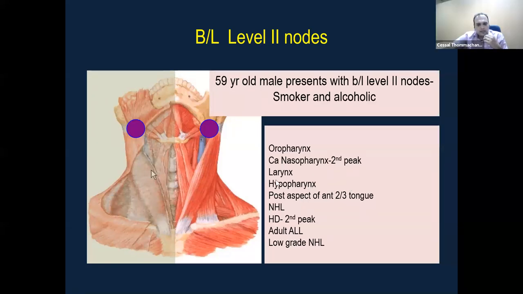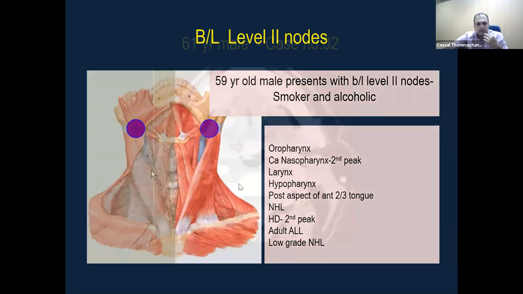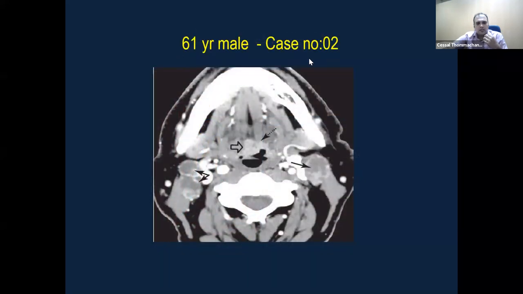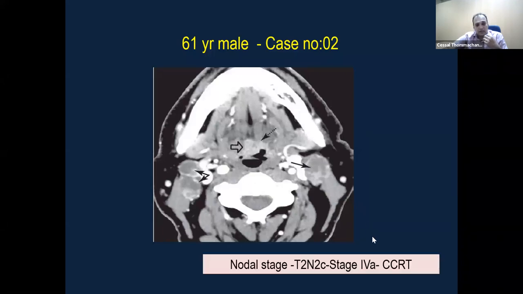The other areas, that is level two region, then the sites we have discussed already. Another case, a 61-year-old gentleman presents, again a smoker and alcoholic. Here, I told you that the posterior one-third of the tongue is one of the areas we always need to search if you have bilateral nodes from a squamous cell carcinoma. This patient had a T2 base of tongue with bilateral nodes. So it is a T2 N2C, bilateral nodes. So composite stage is stage 4 disease. So the standard treatment is to go for concurrent chemoradiation.